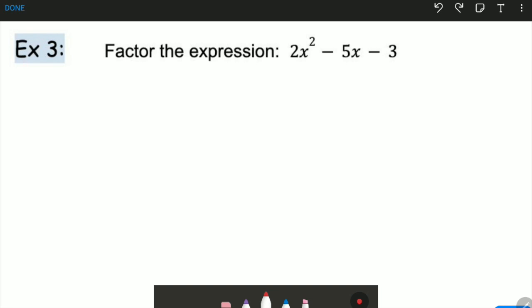Most of the patterns have 2 terms, and this has 3. It also requires perfect squares or perfect cubes on the first and last terms, which this does not have. So the next thing we're going to do is go through the guess and check process with factoring by grouping. So we're going to multiply the first and last here. We get negative 6x squared.